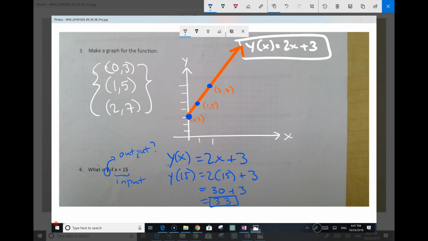So I hope this video helped you to better understand domain and range, how to write it, how to pull information from a graph, how to understand evaluating a function, how to create a function from a table, and how to decipher the patterns that lie in a table.